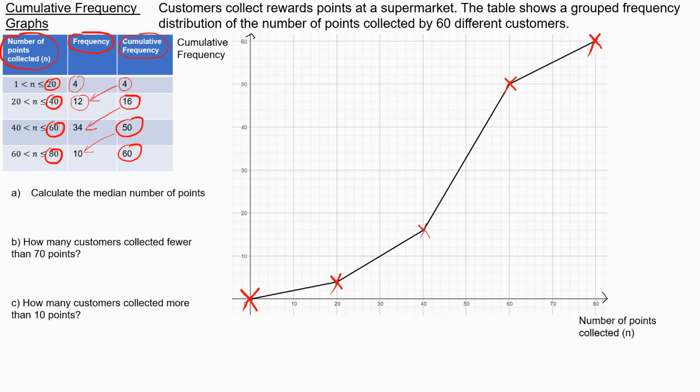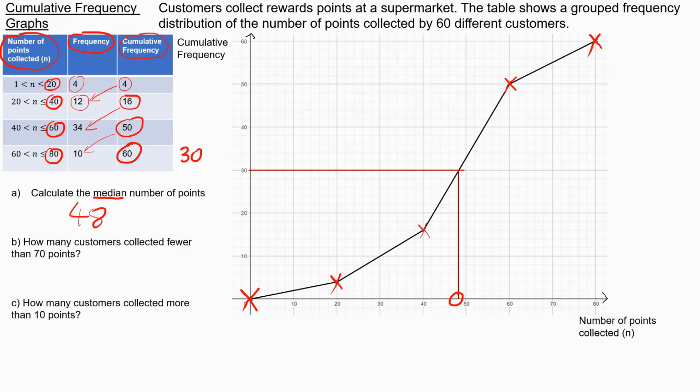To calculate or estimate the median number of points, which is a kind of average number of points that the people collected, we need to go halfway up our cumulative frequency. Now, half of 60 is 30, so we need to go up to 30 and draw a straight line across. Where this hits our cumulative frequency graph, we need to go down, and then we just read what value we have. So this should be 44, 46, 48. So we can say the median number of points is 48.